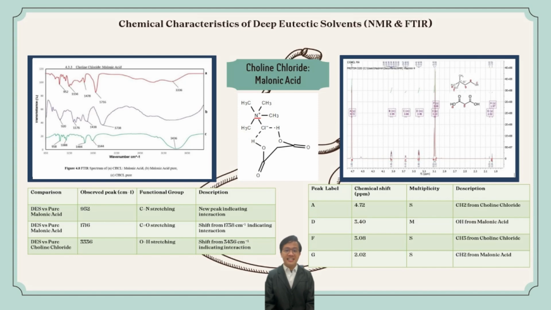In the FTIR analysis of choline chloride malonic acid, significant shifts are observed in the C=O stretching and OH stretching vibration compared to the initial materials. The C=O stretching vibration shifts to a lower wave number, reflecting changes in the electron distribution around the bond. Similarly, the OH bond stretching vibration also shifts to a lower wave number, indicating alteration in electronic interaction within the molecule. Additionally, a new peak corresponding to C-N stretching vibration suggests the formation of interaction between the components.